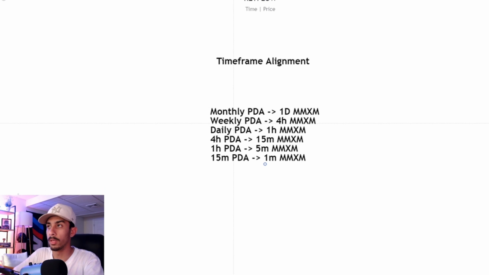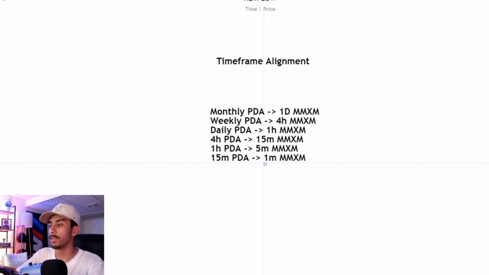Same thing with the weekly. You're looking at weekly PD arrays. It's going to be a 4-hour that you will be watching for a market maker buy model. Daily PD array lines up with a 1-hour, 4-hour with a 15, a 1-hour with a 5, and then a 15-minute with a 1-minute. Make sure you save this because this is going to be your framework for pretty much every single one of these trades that you're going to take.